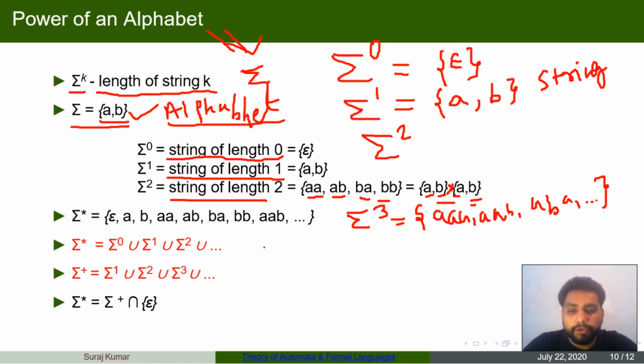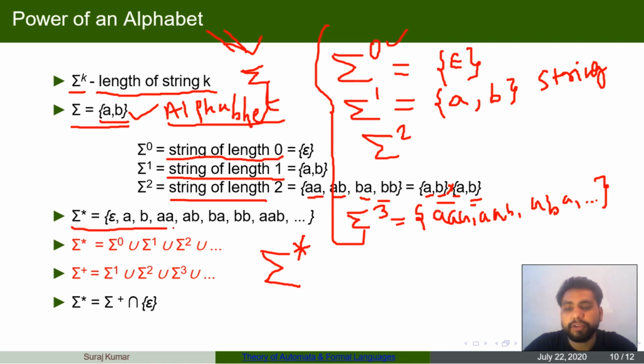So there is a special notation, sigma to the power star. Star means the collection of all these strings, from sigma to the power 0 to sigma to the power n. So this is the collection of all the possible strings over the alphabet. Whatever the possible strings, sigma star will contain all of them.